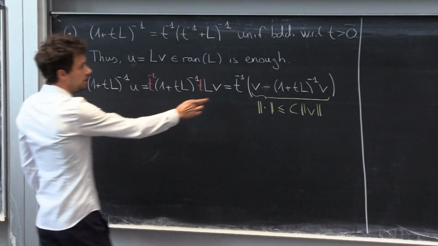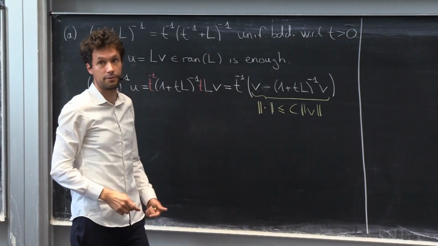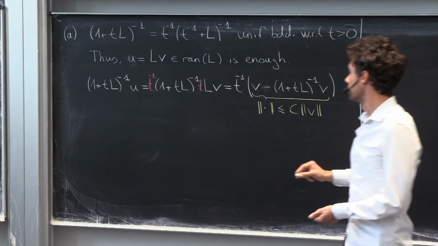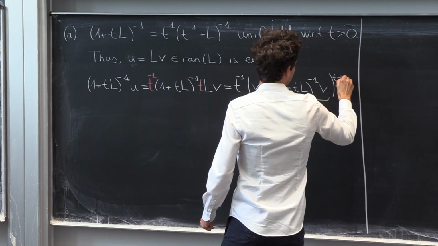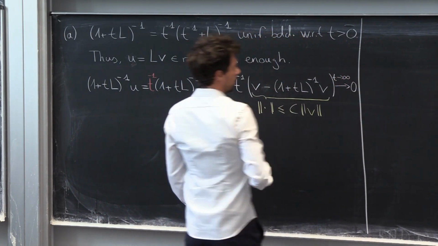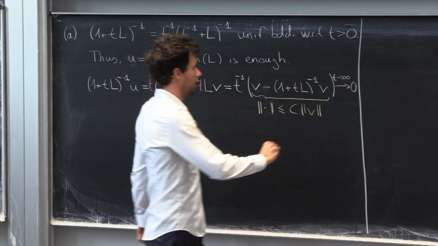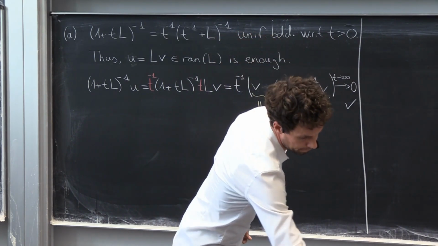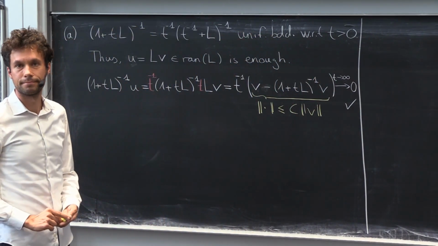So as I shoot T all the way to infinity, this will remain bounded while this guy goes to 0. So clearly in the limit as T goes to infinity, this will go to 0. And then I checked A. Okay?